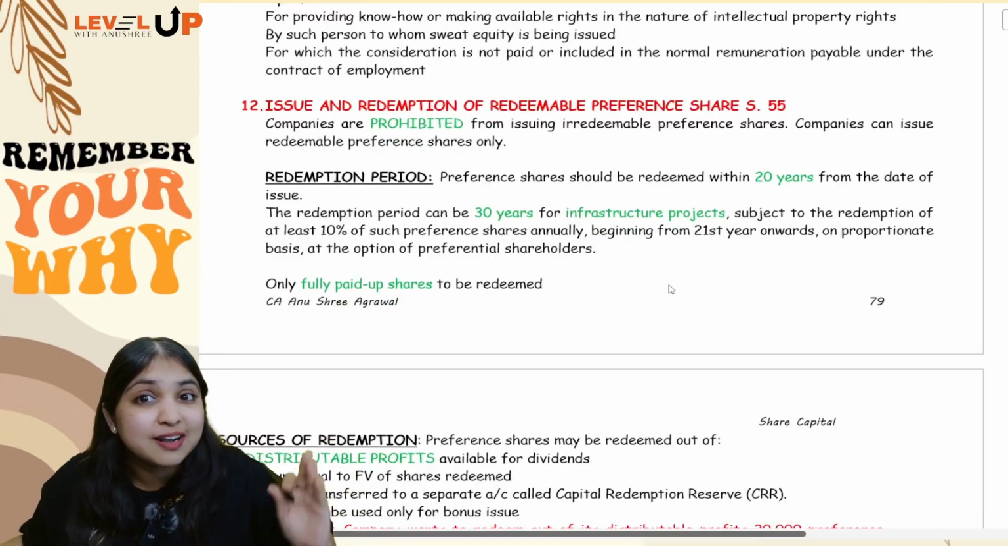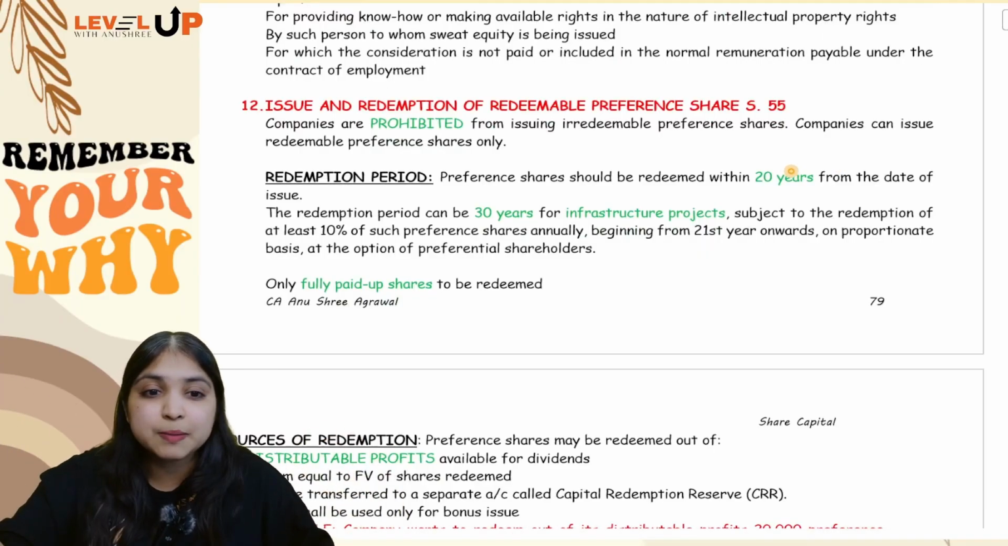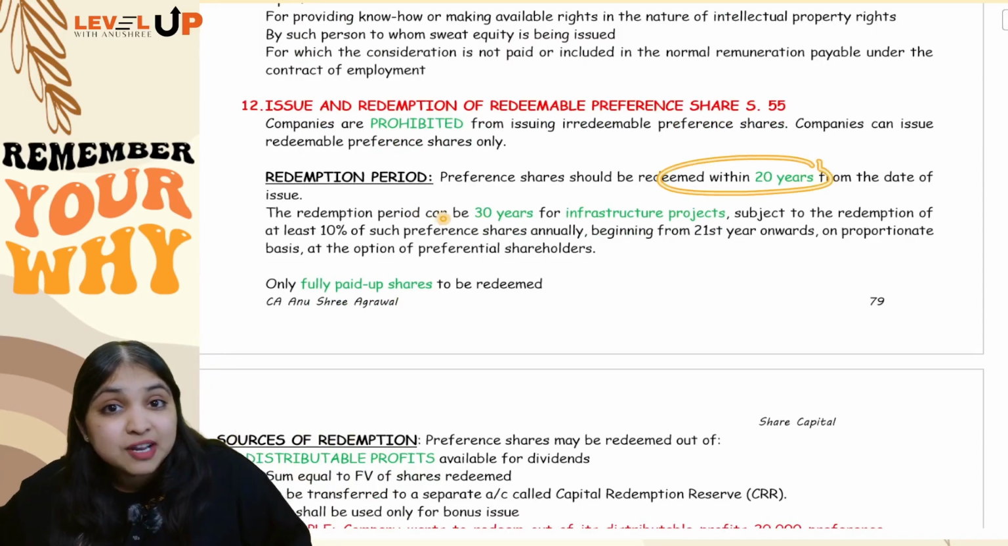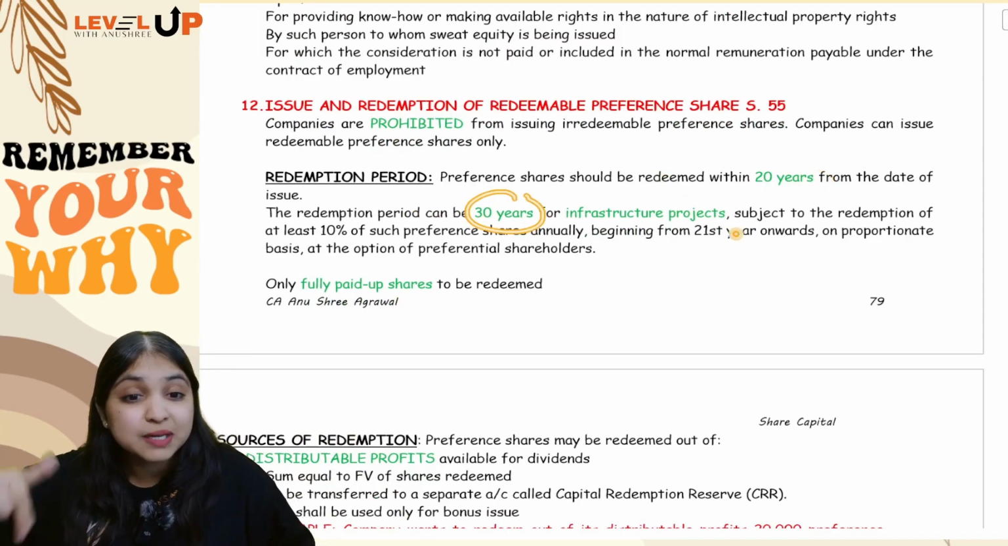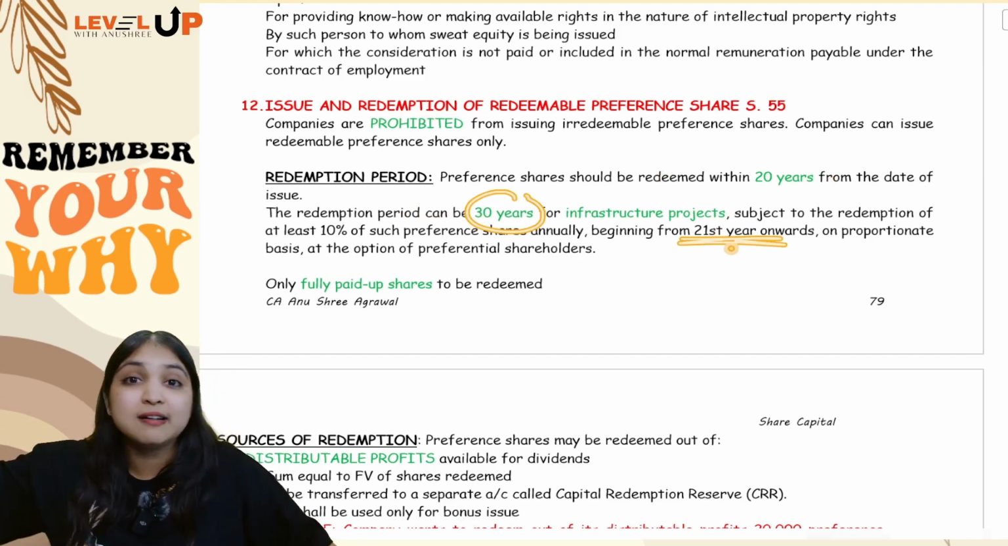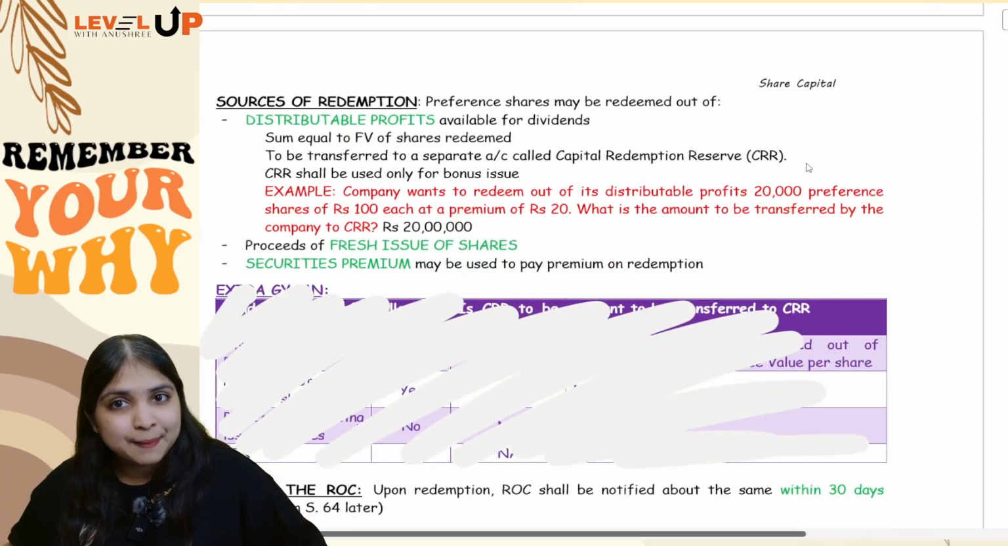Company cannot issue irredeemable preference shares. They have to be redeemable only, redeemed within 20 years. Infrastructure projects alone can go up to 30 years, but even over the 21st year onwards, we have to start redeeming 10% every year. Only fully paid up shares can be redeemed.